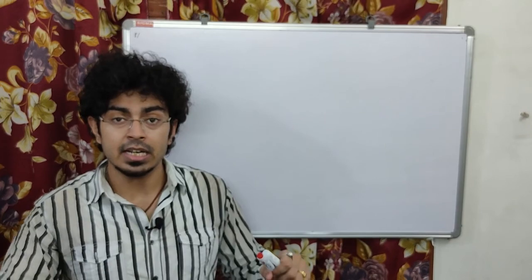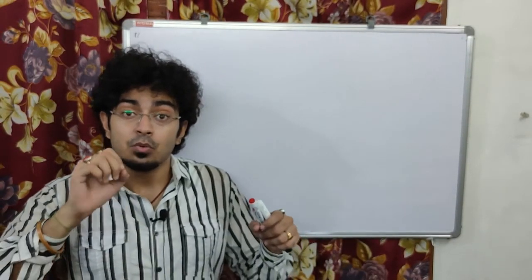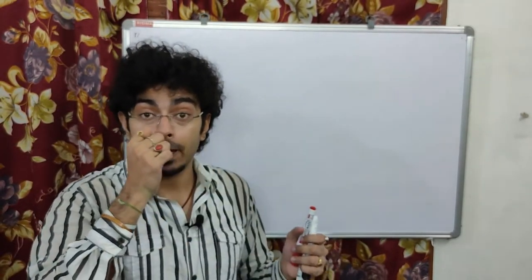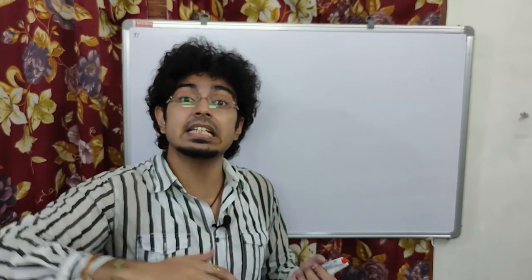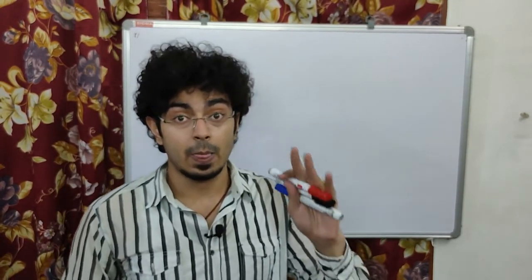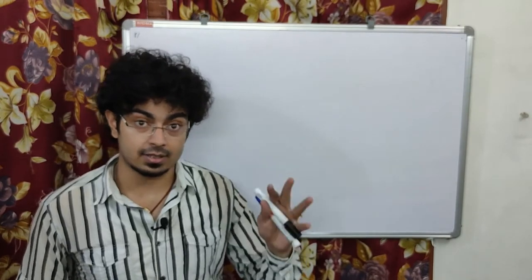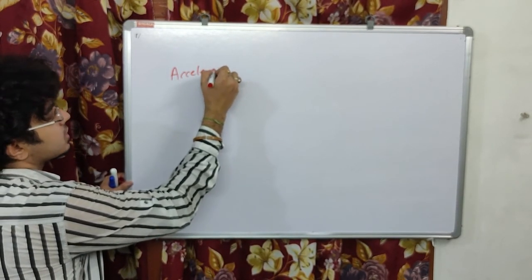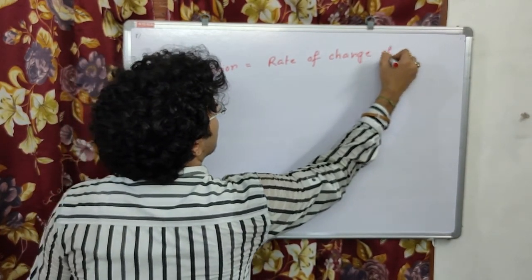Suppose a bike rider suddenly increases his acceleration. That means within a short interval, the velocity he had a few seconds before has increased. Whatever the change of velocity was a few seconds before, now the change is occurring at a rapid rate, increasing rapidly within a very short interval of time. So acceleration is defined as the rate of change of velocity.